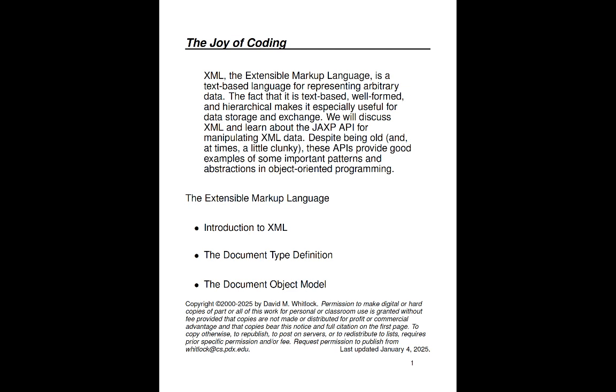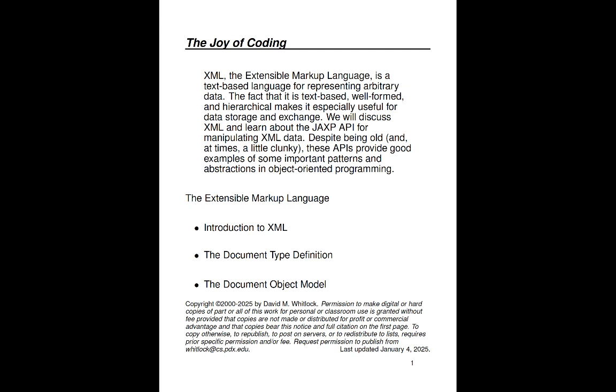In this screencast, we will discuss XML and learn about the JAXB API for manipulating XML data. The content that you'll see in this lecture is pretty old. These APIs are approaching 20 years old, and at times they can seem a little clunky, especially by modern standards. However, they do provide some good examples of important patterns and abstractions in object-oriented programming.